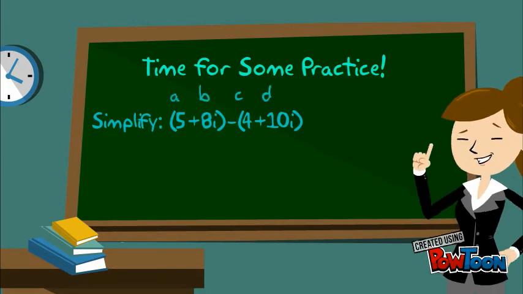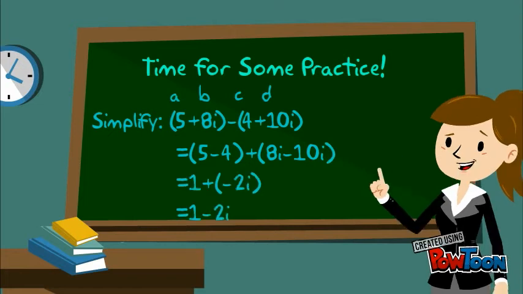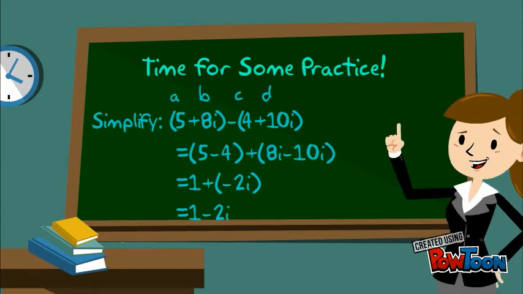Given the quantity of 5 plus 8i minus the quantity of 4 plus 10i, first distribute the negative to the quantity of 4 plus 10i, then add like terms. 5 minus 4 plus 8i minus 10i simplifies to 1 minus 2i.